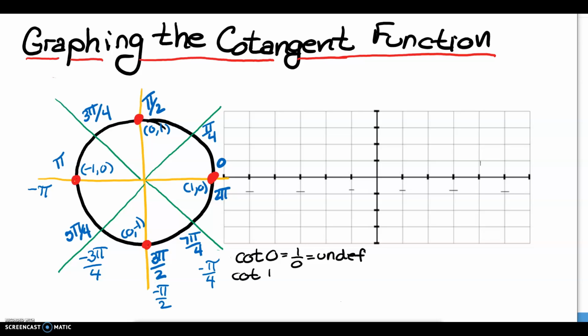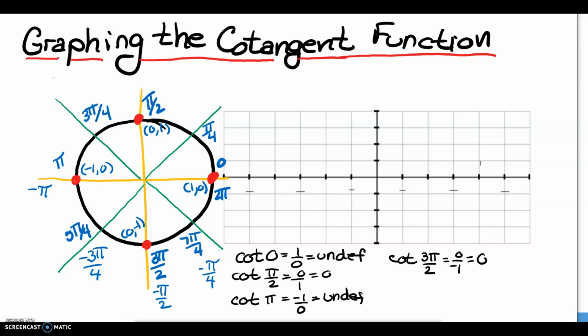The cotangent of pi over 2 is going to be 0 over 1, which is 0. The cotangent of pi is going to be negative 1 over 0, so that's going to be undefined. The cotangent of 3 pi over 2 is going to be 0 over negative 1, so that's 0, and then back all the way around, cotangent of 2 pi. 2 pi is coterminal with 0 radians, so this is undefined as well.